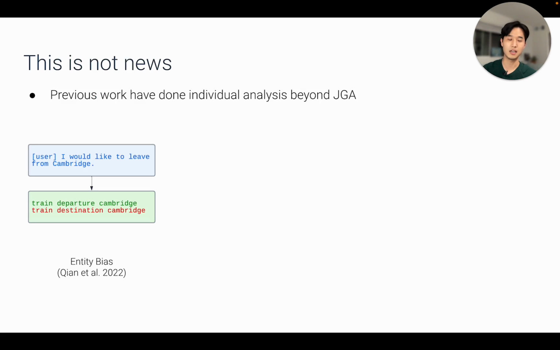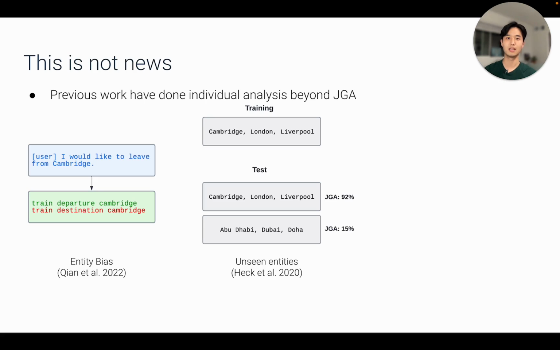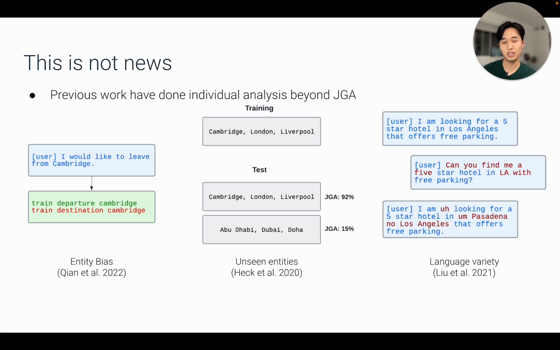This is not news, and a lot of previous work have done individual analysis that goes beyond JGA. For instance, Chan et al. looked at very frequent entities and showed that they are overly predicted, while Heck et al. found that models lack robustness to entities that were not seen during training. Liu et al. found that these models also lack robustness to language variety. These kinds of analysis are great, but the problem is that they are sparse and uncoordinated, making comparisons and analysis across work very difficult.